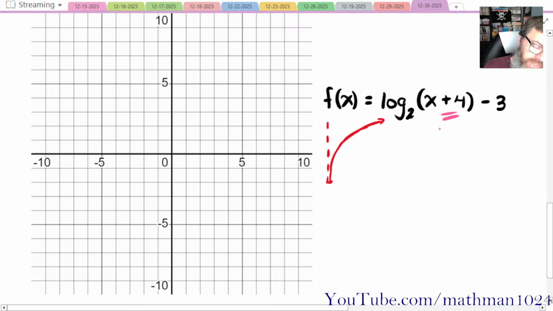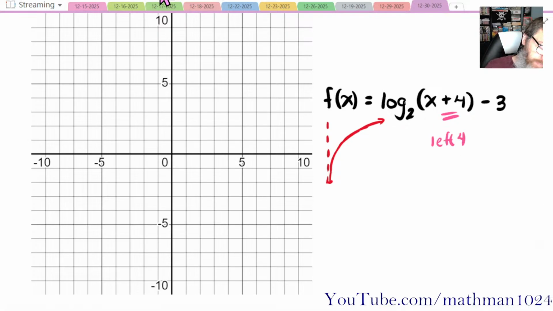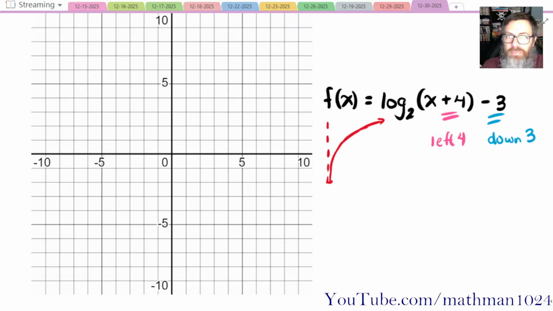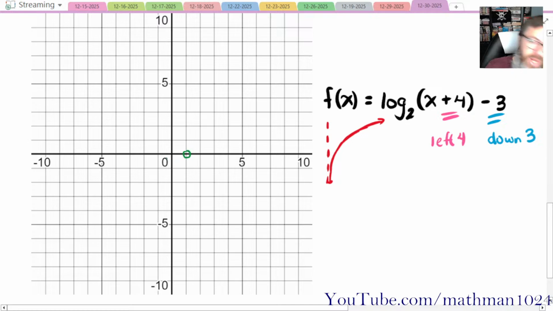Now, the plus 4 on the inside means I do the opposite of what I see, so I'm going to go to the left 4 units. The minus 3 is outside of the log, and we do exactly what we see in a vertical direction, so that means we would go down 3 units. Now, the left 4 and down 3, I want you to think about where that new anchor point is going to be. The original anchor point was going to be right here at 1, 0. So let's take that guy and move it left 4 units, so 1, 2, 3, 4, and then down 3. 1, 2, 3. That's going to be our new key base point, anchor point, whatever you want to call it.